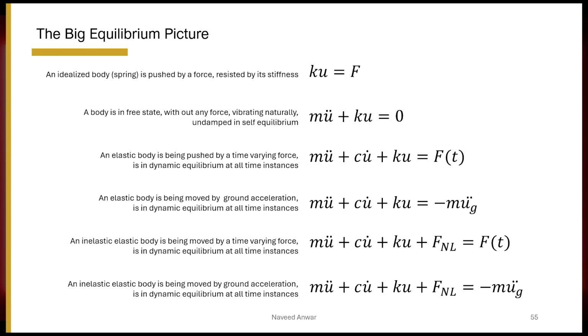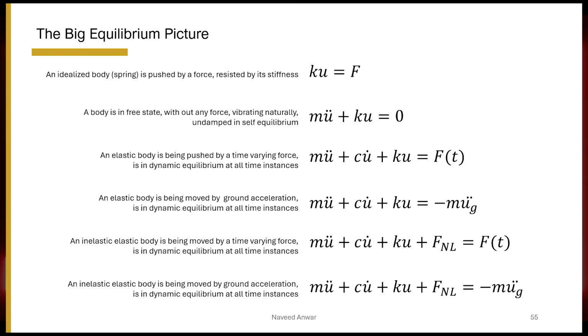Next one is saying an elastic body is being pushed by a time-varying force, is in dynamic equilibrium at all time instances. So the building is moving constantly, but at every time it is still in equilibrium. That's what it says. It's not running away like a car, not driving away. It is still in equilibrium at every time step, but it's constantly moving because the force is moving with time.